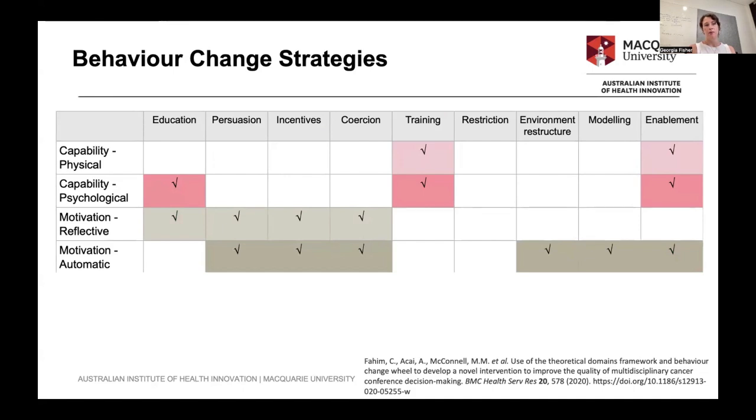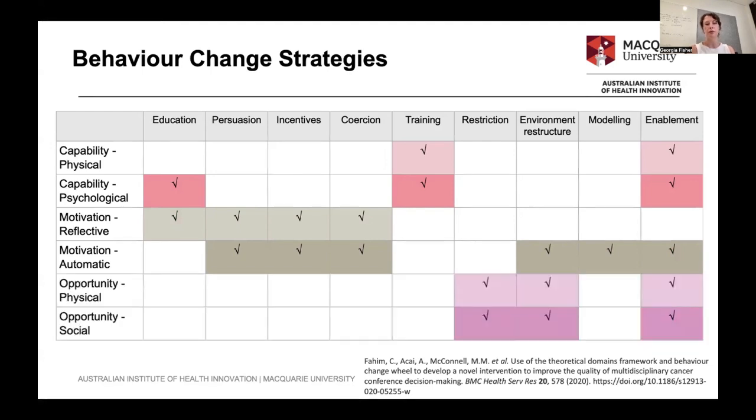Looking now more at motivation, so your reflective motivation can be targeted through a number of means, and your automatic motivation through a few more by restructuring your environment, looking at people in the environment as models for behaviour, and again by enablement. And finally, looking at your opportunity, so your physical and social, these things are much more about the environment around you, and also any restrictions that we could place on that environment to kind of encourage a particular behaviour.